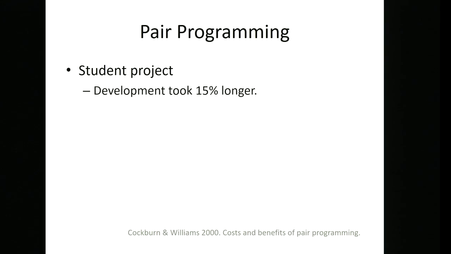What we found in this particular study was that when students were in pairs, development took 15% longer. What this means is that if you take the cumulative total of what people would be spending on it, it doesn't mean that a function that one person took 1 hour to implement took 2 hours with 2 people working on it, but rather that it was 15% longer. So, yeah, an hour and 10 minutes or something.